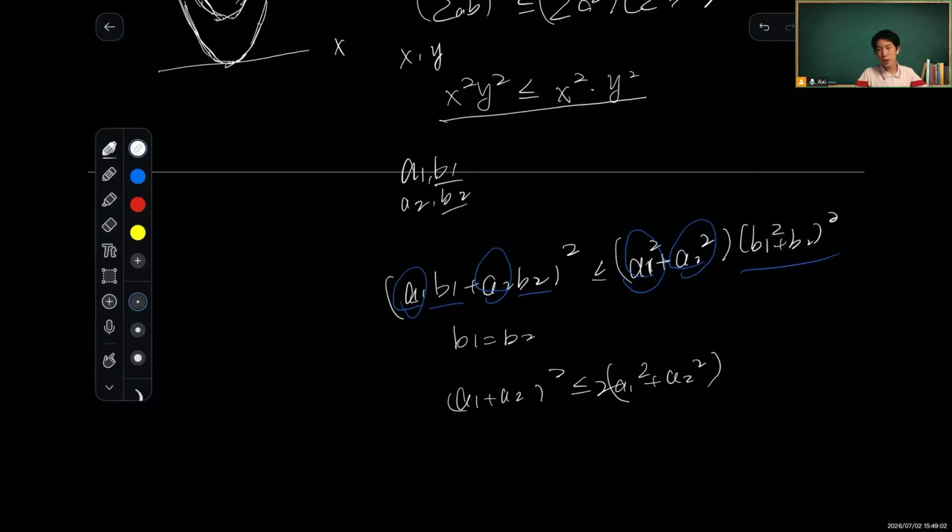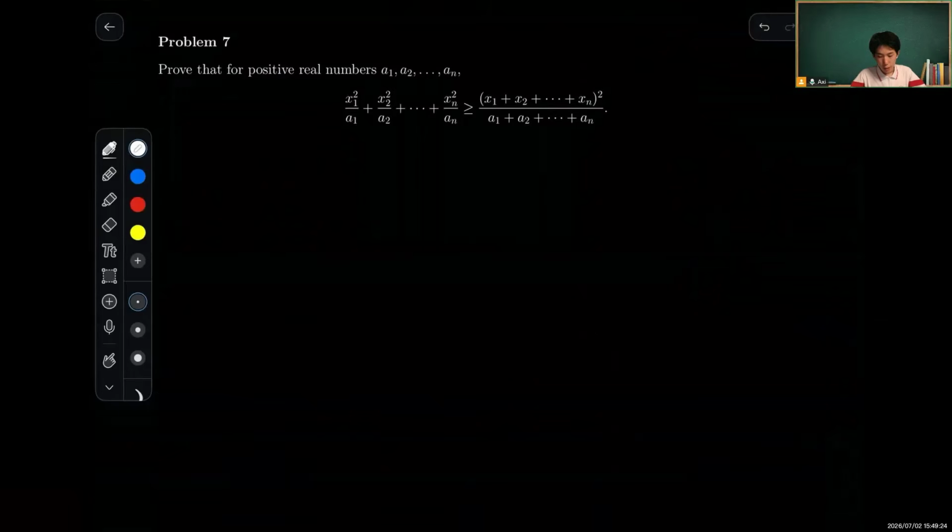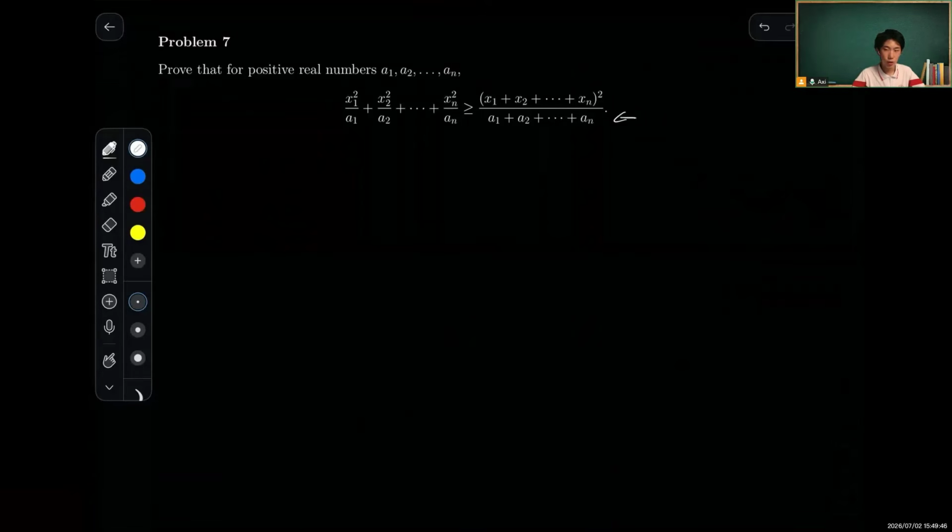Now, we mentioned there is also the Engel form or Titu's lemma, which is a more commonly seen version of Cauchy-Schwarz, which is essentially, we're asking you to prove this. Prove that for positive real numbers a1, a2, all the way up to an, the following expression is true. So in this case, we're treating a as constant, and we're trying to link the relationships between the sum of x squared over a and the square of the sum of x. That is essentially something similar to what we just saw, the two-term version of Cauchy. But let's go one step further and prove it for the n-term version.